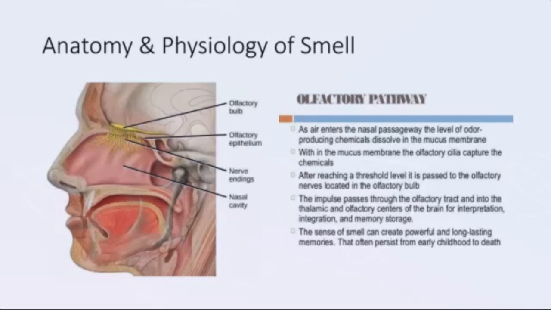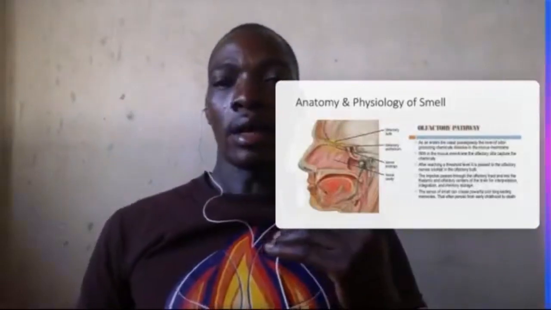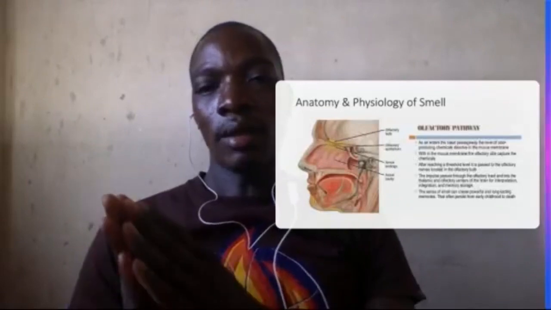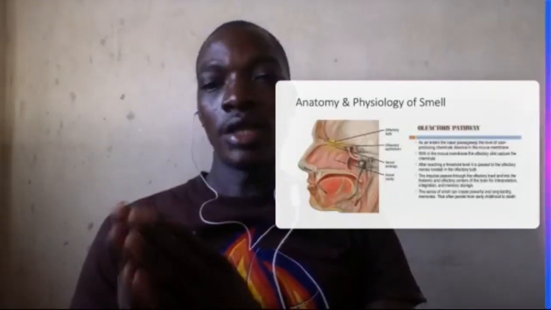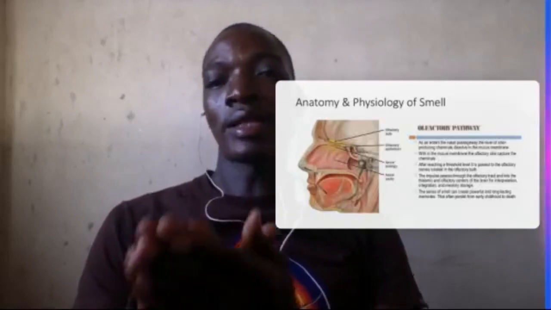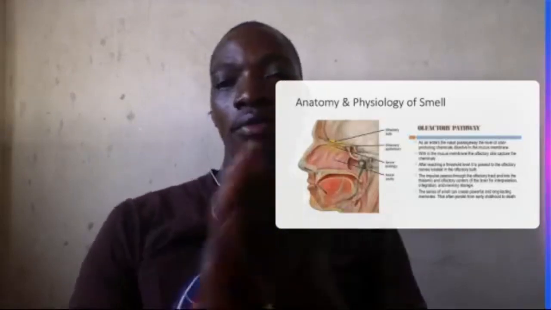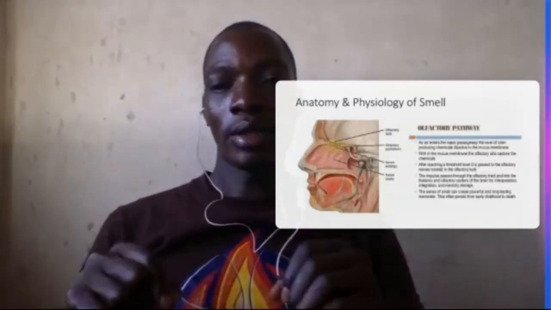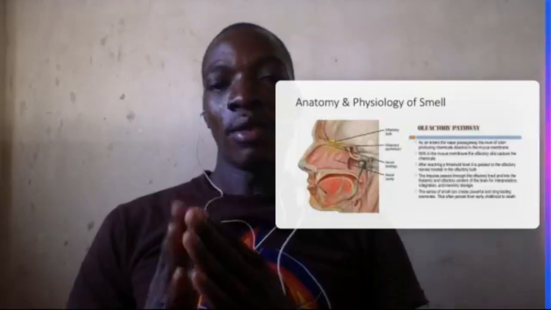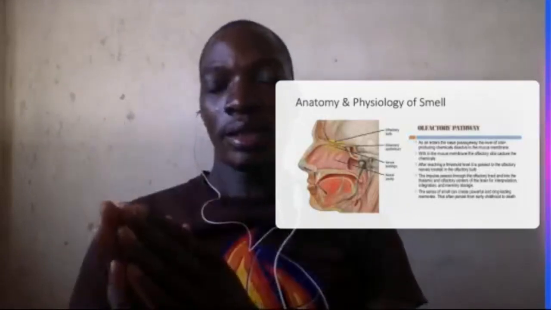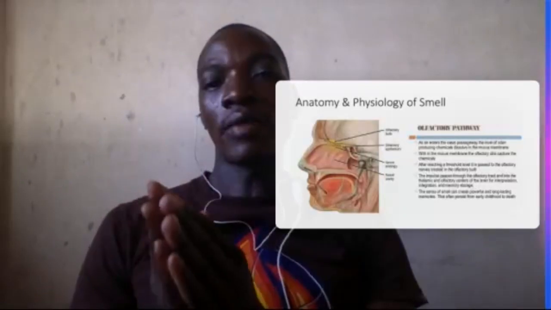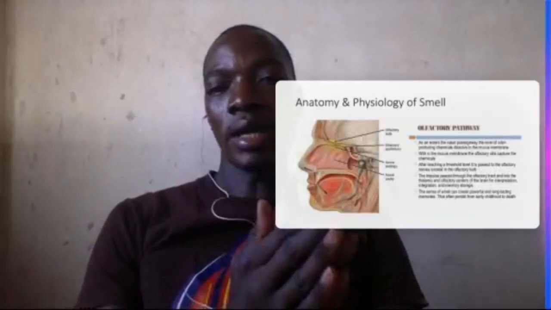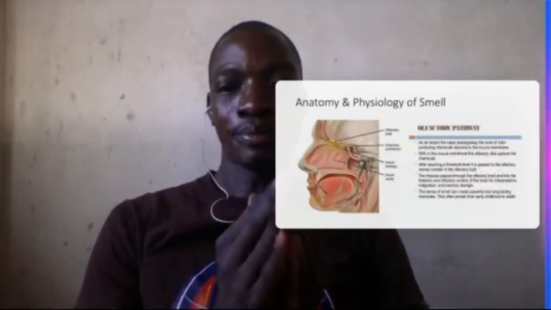For sensation to happen, you need the sensory input, and then that sensory input must be transducted into an impulse, then that impulse must be carried to the brain for interpretation. So this is basic. No matter what kind of sense you're talking about, that is the basic physiology. We must have a sensory input, transduction of the input into a nerve impulse, and then transmission of the nerve impulse to the brain where interpretation happens.